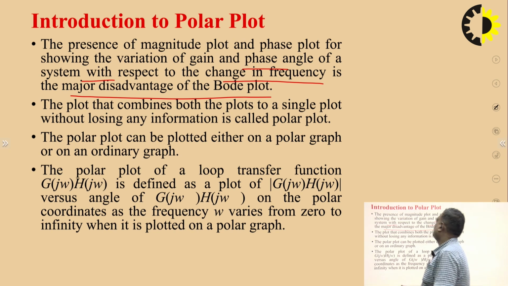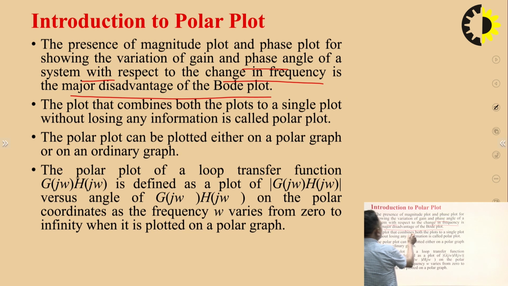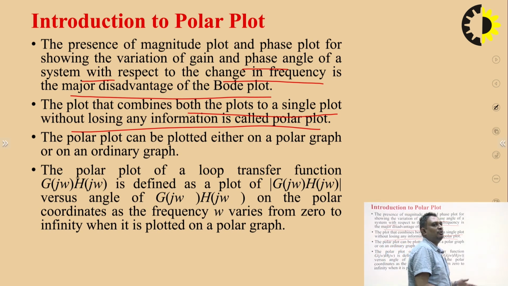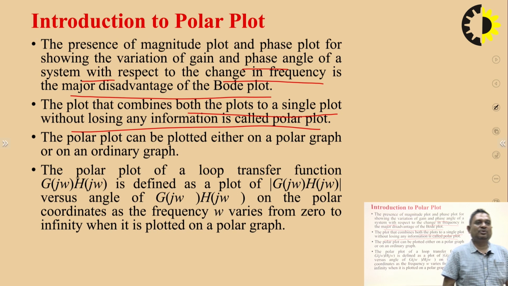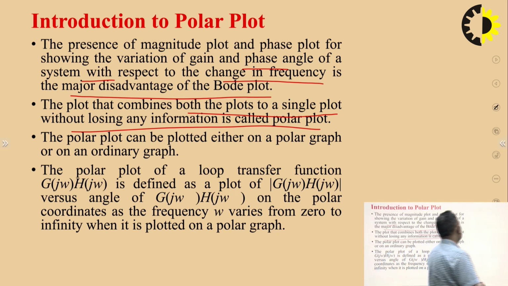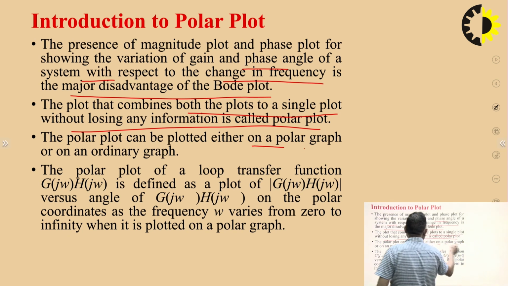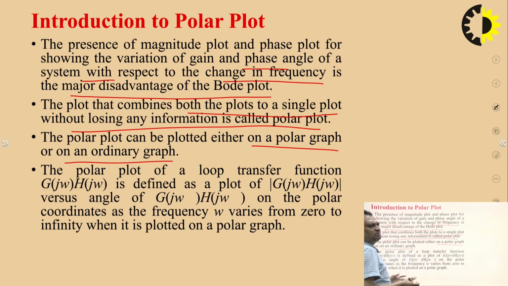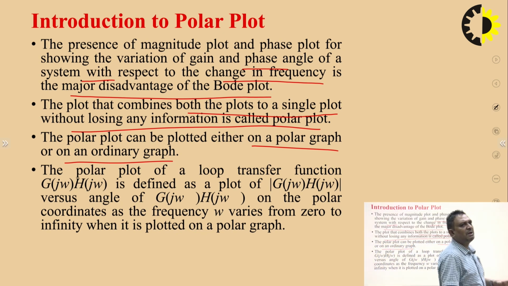But in the polar plot, the plot that combines both plots in a single plot without losing any information is called the polar plot. In the polar plot, we are combining these two pieces of information, so that for a particular frequency we have the value of magnitude as well as the phase angle corresponding to that frequency value. The polar plot can be plotted either on a polar graph or on an ordinary graph. Generally, we will plot it on an ordinary graph by choosing some appropriate scales.